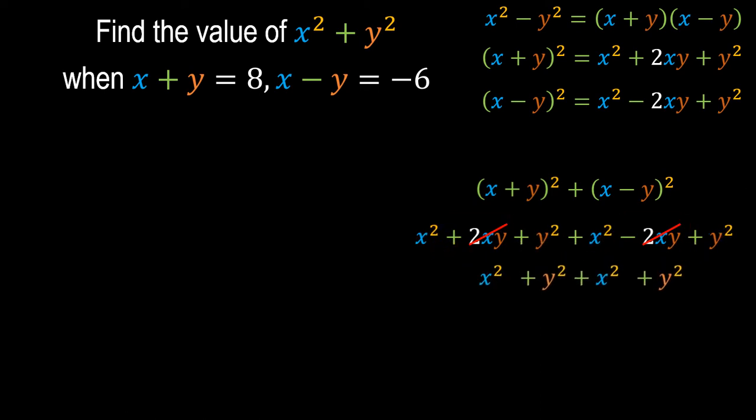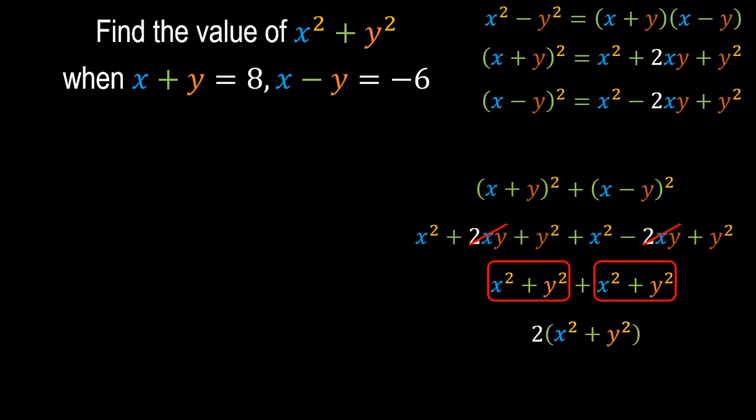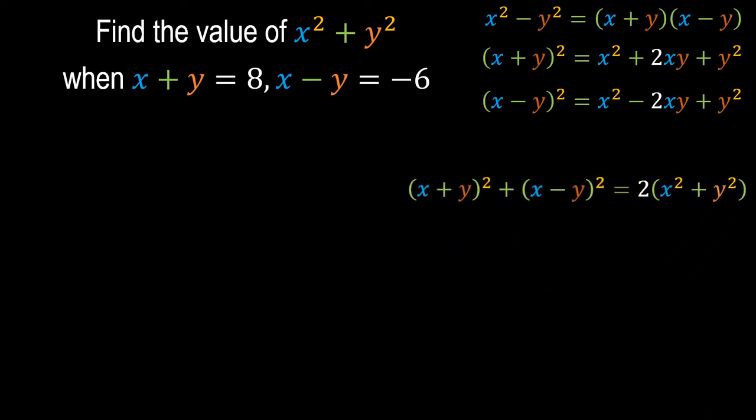Copying down the remaining terms, in this last step you can see you have x squared plus y squared a total of 2 times, so you can write it as 2 times (x squared plus y squared). Because you have the same addition, you have written it as multiplication. In short, you have solved that (x plus y) whole squared plus (x minus y) whole squared equals 2 into (x squared plus y squared).